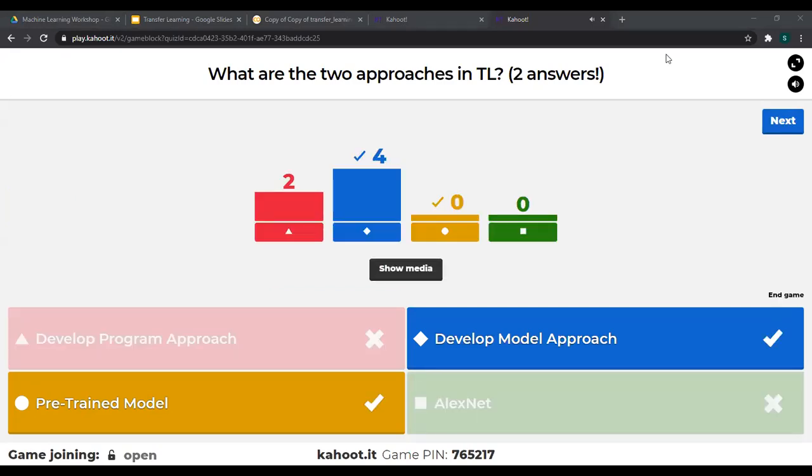Okay, everyone picked the develop model approach, that's good. You could also pick a pre-trained model, so both those answers are correct. The develop program approach, I didn't explain that, so that's not part of transfer learning.